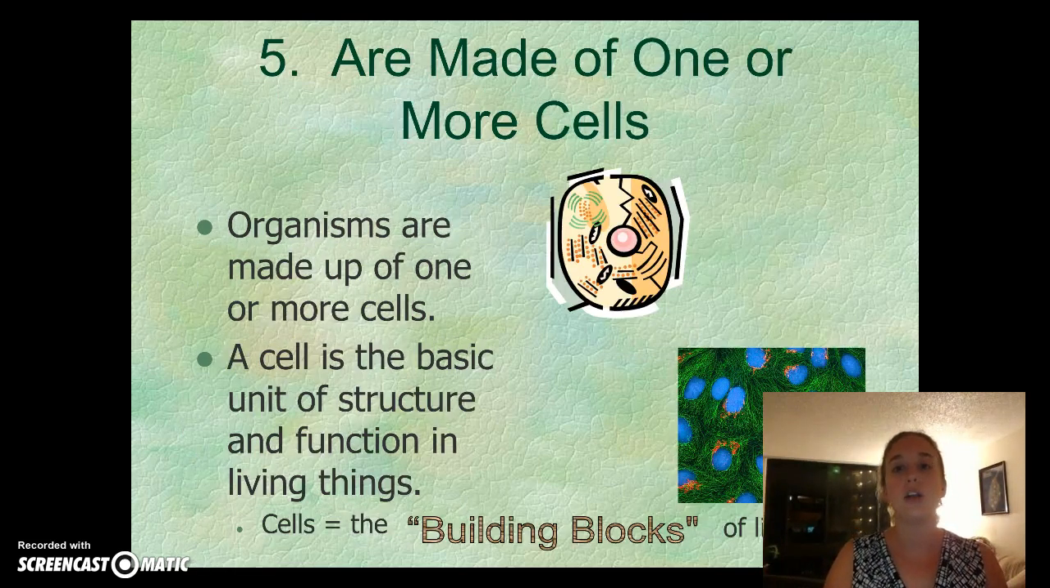Number 5. All living things are made of one or more cells. Now, last year in 6th grade, you should have learned about cells, so we're not going to go into detail, but cells are the basic building block of life. So all living things are made of cells, whether it's a single-celled bacteria or a multi-celled human.